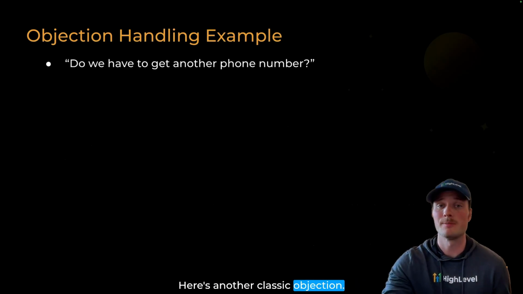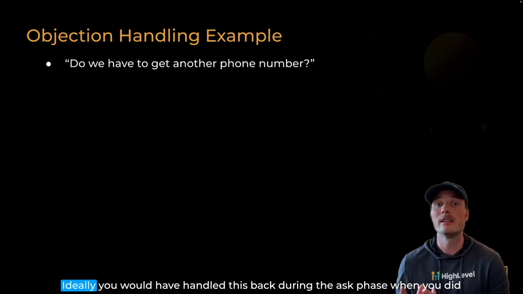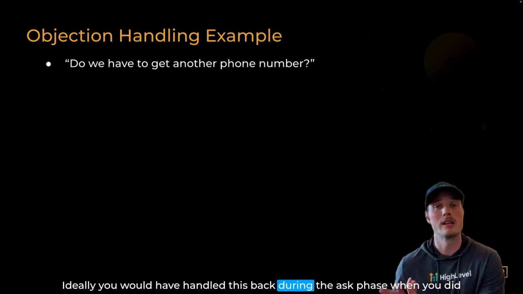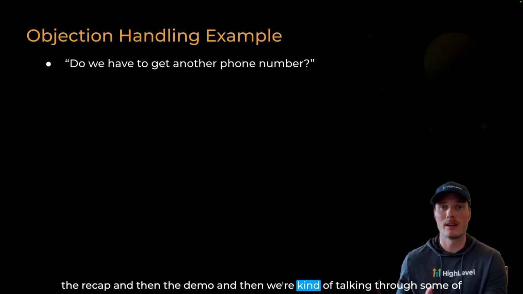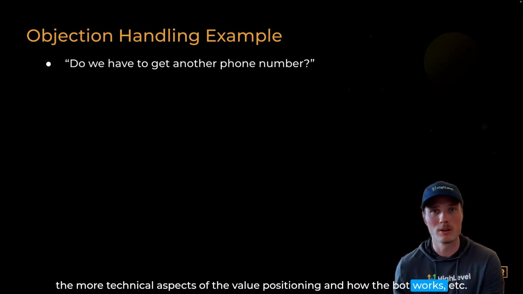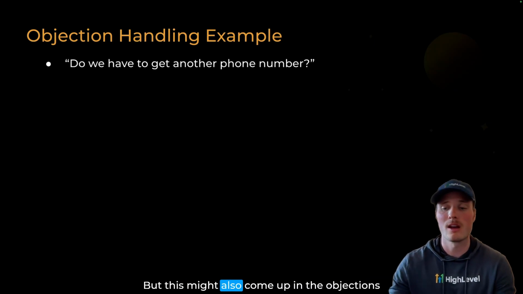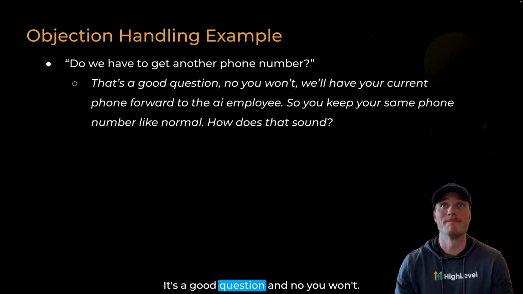Here's another classic objection. This one is a little bit more technical. Do we have to get another phone number? Ideally, you would have handled this back during the ask phase when you did the recap and then the demo, and we're kind of talking through some of the more technical aspects of the value positioning and how the bot works, etc. But this might also come up in the objection section, and this one actually has a great answer. It's a good question, and no, you won't.